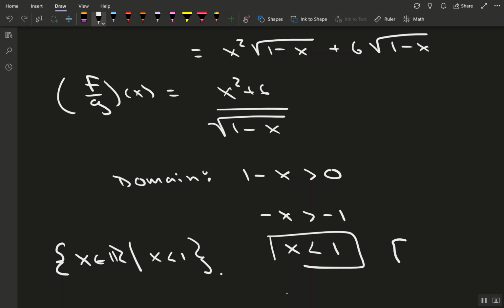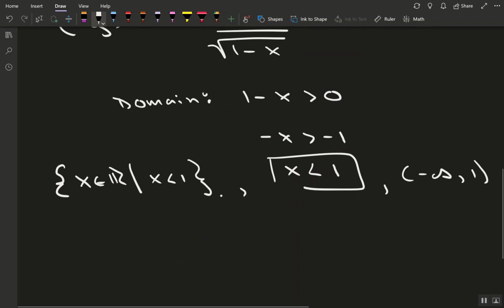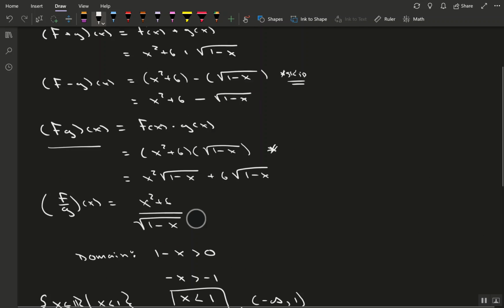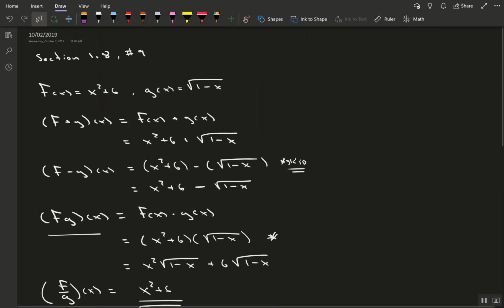How else could you write this in interval notation? So negative infinity all the way, but not including 1. So either way, this is your set builder notation, interval notation, and just an inequality there. All right. So again, these exercises are more like, we just want to make sure you understand what the notation means. We're getting a little bit more involved when we get into compositions and inverse functions. Okay, hope that helps.